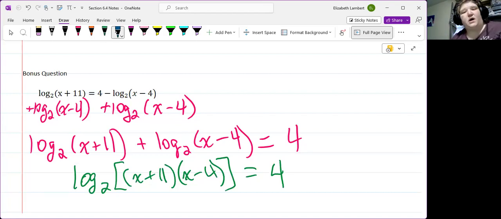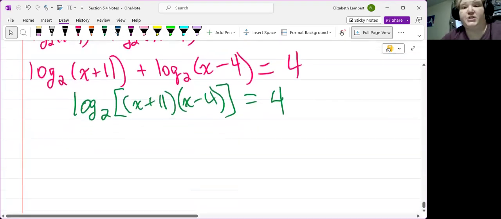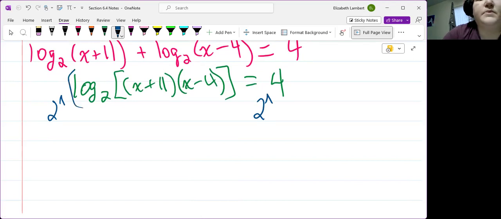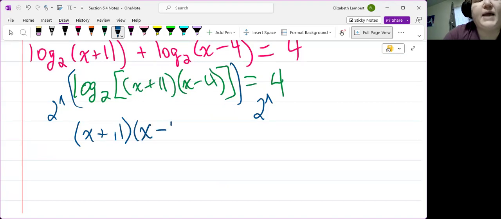Now I have a single log equal to a number. Now I can use my exponential, my inverse operation. So on the right, 2 to the log base 2 cancel each other out. So I'm left with the x plus 11 times x minus 4. And we are going to have to FOIL that out in a second. And then over here, I have 2 to the 4th power. Well, that's 4, 8, 16. 2 to the 4th is 16.